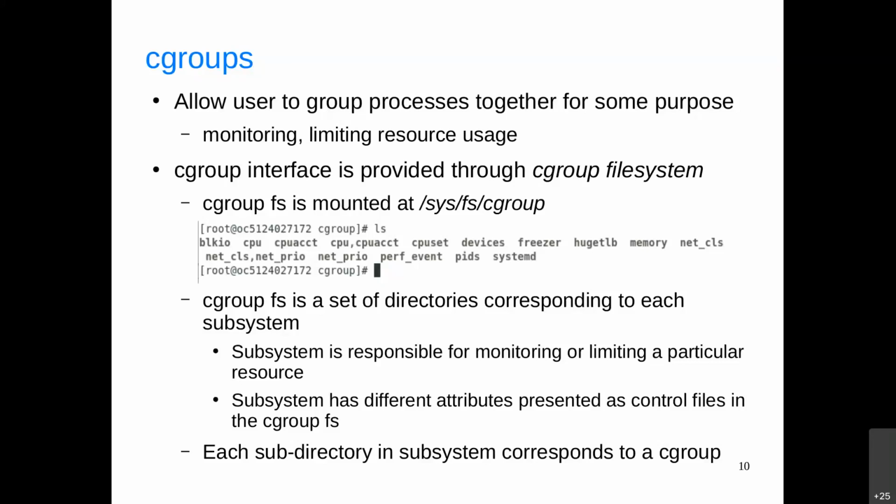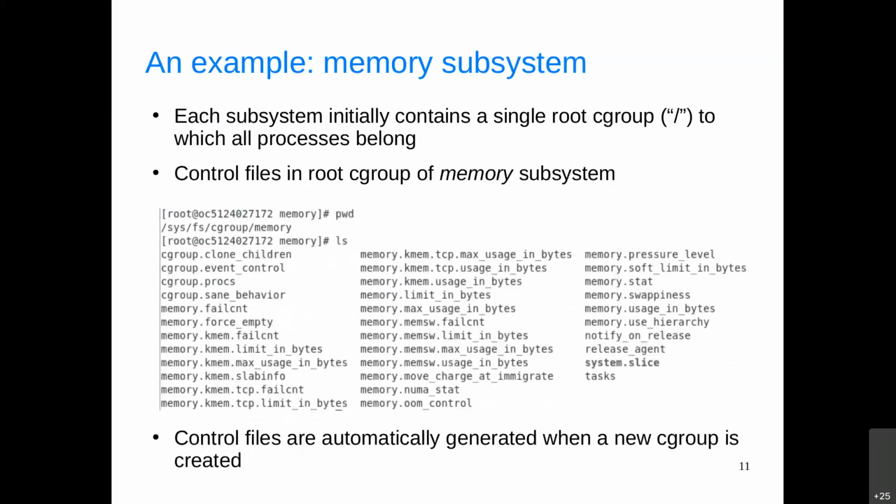Within each subsystem, you can create multiple levels of subdirectories, and each subdirectory corresponds to a cgroup inside the subsystem. So when you start up the system, each subsystem in the cgroup infrastructure contains only one cgroup, which is the root cgroup, and all the processes belong to that root cgroup.